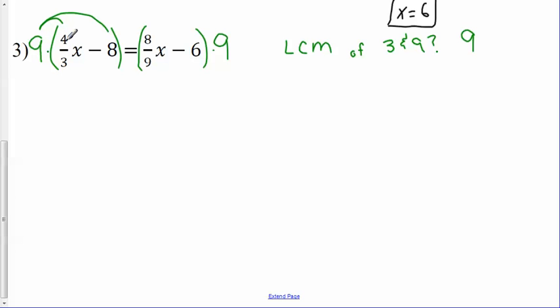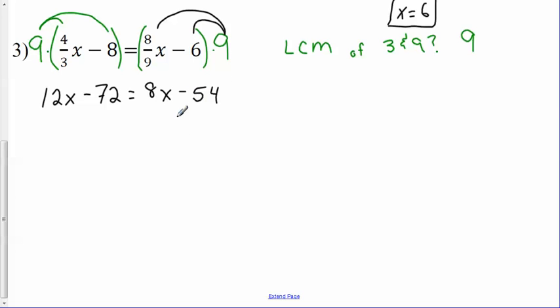Take 9 times 4. That's 36. 36 divided by 3 is 12. So I have 12x, and then 9 times 8 is 72. If I take the 9 and distribute it on the right side as well, if you distribute to 8/9, the 9 and the 9 are going to cancel each other out. So I'm left with 8x, and then 9 times -6 is -54.